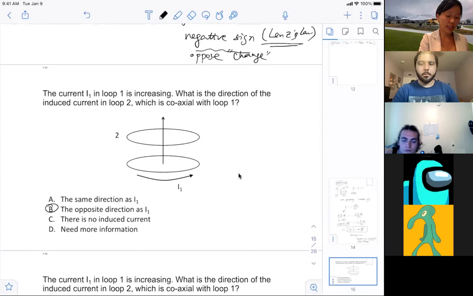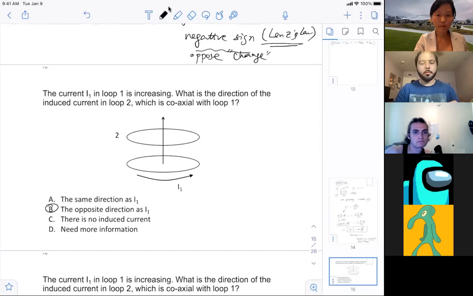So given this I is increasing, how do we figure out the direction of the current in 2? Anybody would like to run through the logic for us, please? Just using Lenz's law. The induced current, because the current in loop 1 is increasing, you would want to oppose the change, so you would want to do the opposite thing.